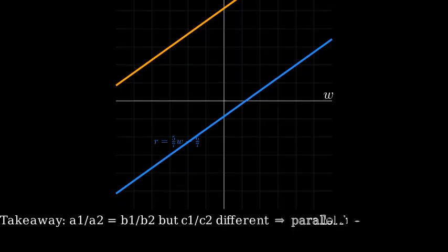Key idea to remember: two linear equations in two variables have no solution when their coefficient ratios match, but the constant terms are not in the same ratio. That makes the lines parallel and distinct.